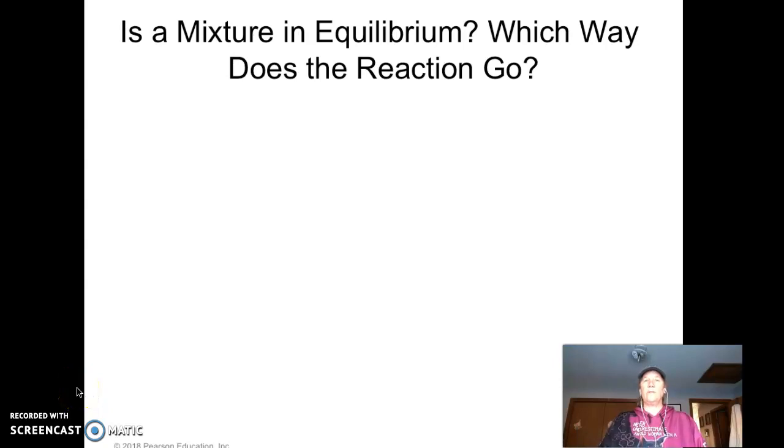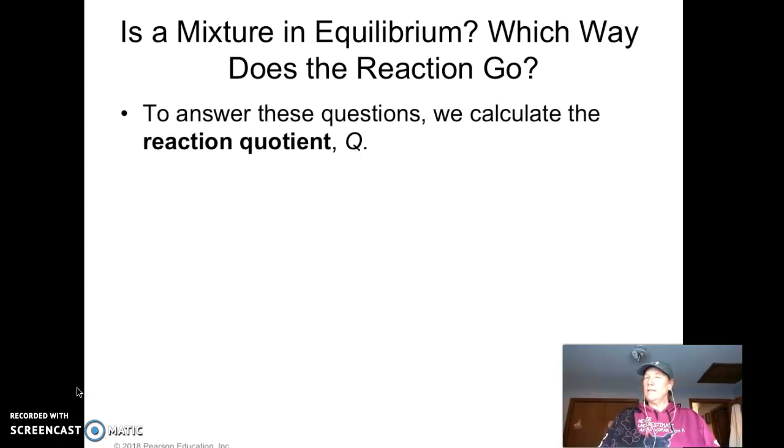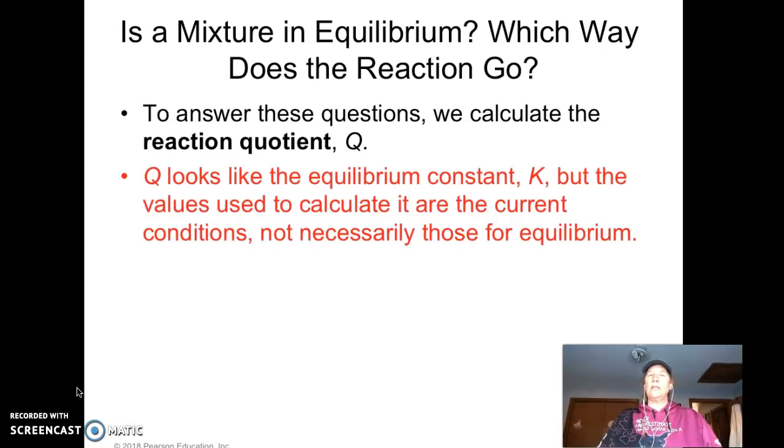Okay, when we finished up the notes, we were talking about how to do RICE tables to figure out concentrations. If you have a mixture that's in equilibrium, what kind of things can you do to it? There's something called the reaction quotient. A quotient is like an equilibrium constant, but it's used to calculate what happens if you're not in equilibrium. What if you've not reached equilibrium? What is the concentration at that point?